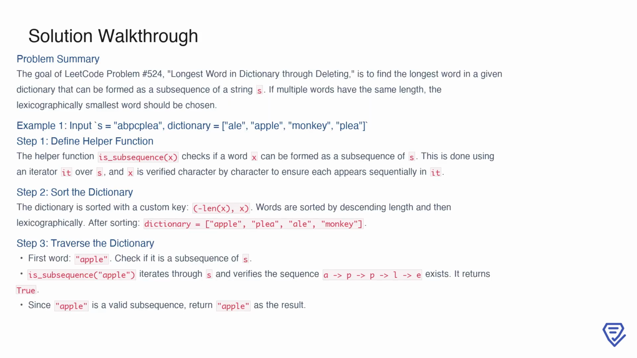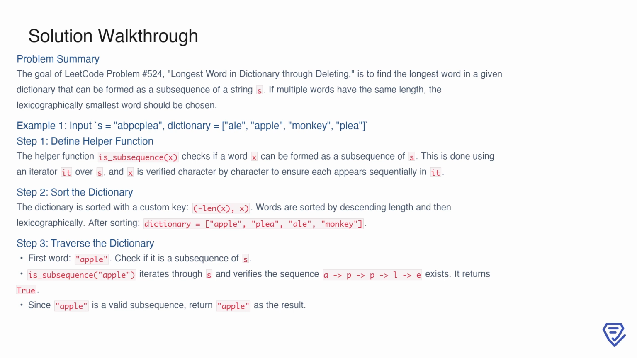The problem asks us to find the longest word in a dictionary that can be formed as a subsequence of the given string S. If there's a tie in length, we choose the lexicographically smallest word. For example, with S equals "abpcplea" and the dictionary "ale", "apple", "monkey", "plea", we start by defining a helper function called is_subsequence. This function checks if a word x can be formed by sequentially matching its characters in S. It uses an iterator over S to efficiently verify this, ensuring each character of x appears in order.